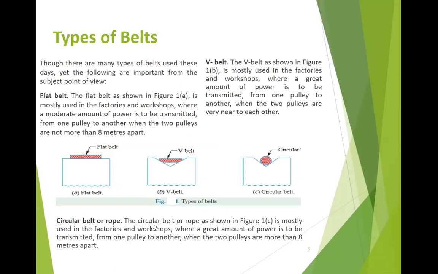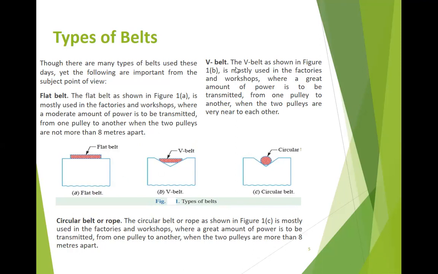Ito yung mga types of belts na ginagamit. Though there are many types of belt used these days, yet the following are important from the scientific point of view. Meron tayong flat belt. So the flat belt, as shown in figure 1A, is mostly used in factories and workshop, where a moderate amount of power is to be transmitted from one pulley to another when the two pulleys are not more than 8 meters apart. So, pag mahaba na, haba ng belt ko.